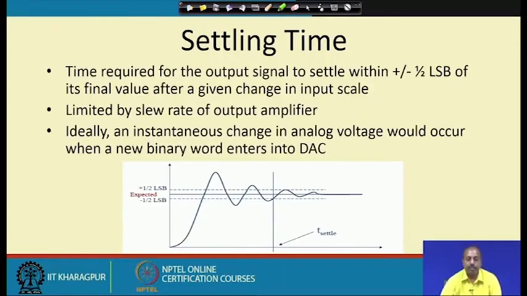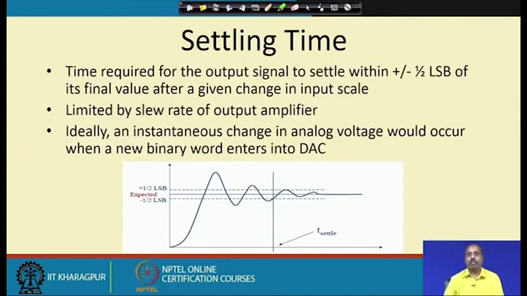It is limited by the slew rate of the output amplifier. The amplifier will have some slew rate, and if you look into the operational amplifier literature, you can find this. This actually gives us the time, how fast it settles to the proper value. Ideally, an instantaneous change in the analog voltage would occur when a new binary word enters the DAC. This is the ideal behavior, that is the DAC produces the output immediately, but it will not happen. So, it will have this T settle.